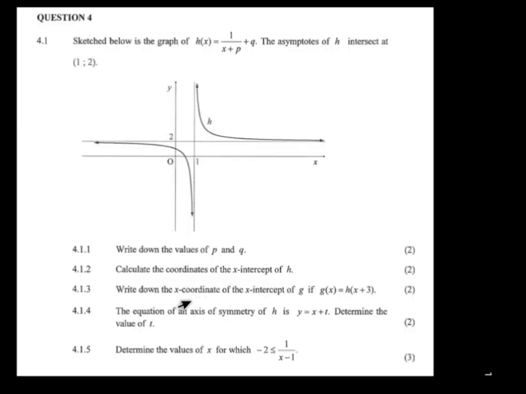So what I'm just interested in is question 4.1.3 because that is in this topic that we're dealing with, right? Translations and reflections. So I'm going to go deeper. It's going to be even more interesting when we talk about reflections. So let's see. So now here we're given the graph, right? Okay, so here they said write down the x-intercept of h. So obviously we have to get the values of p and q first. So let's just do this question quickly.